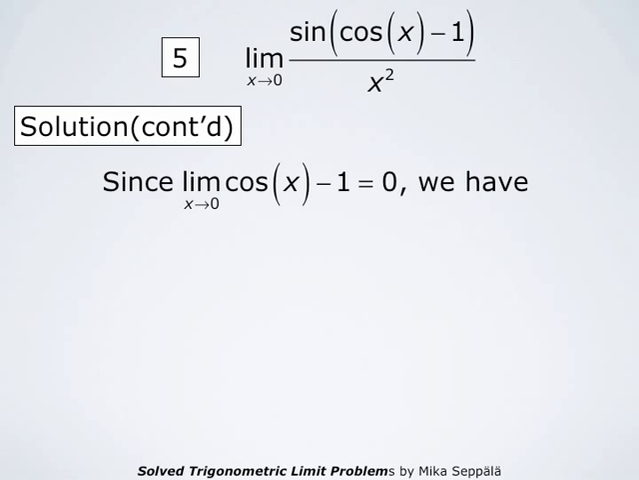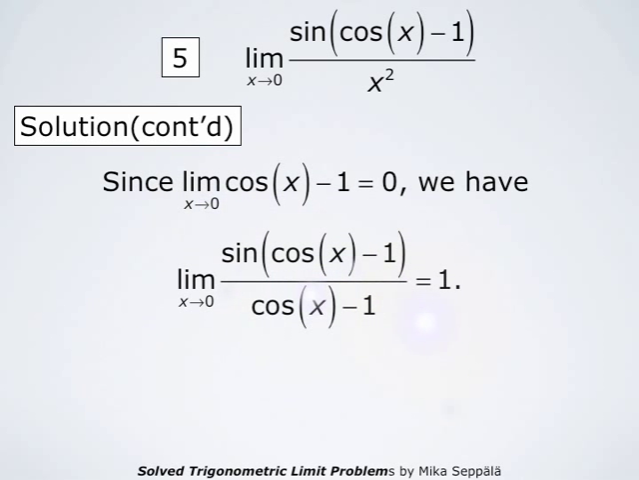Next we observe that as x approaches 0, cosine of x approaches 1. This we also know by a previous problem. Therefore, cosine of x minus 1 approaches 0. And this means that we have the limit as x approaches 0 of sine at cosine of x minus 1 divided by cosine of x minus 1 is just 1.